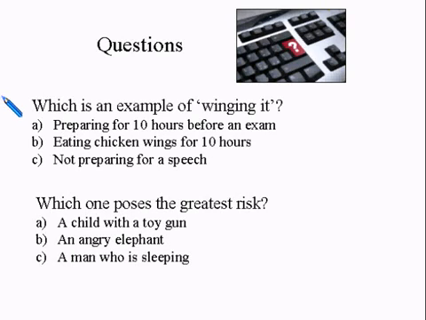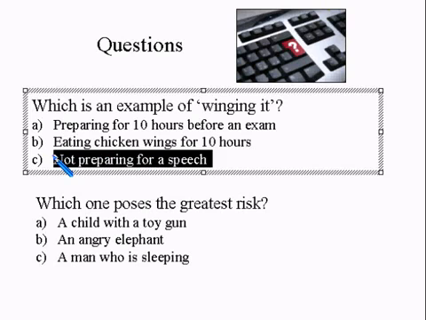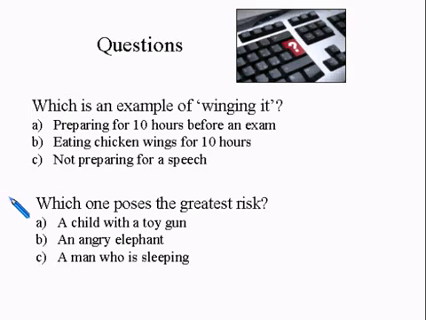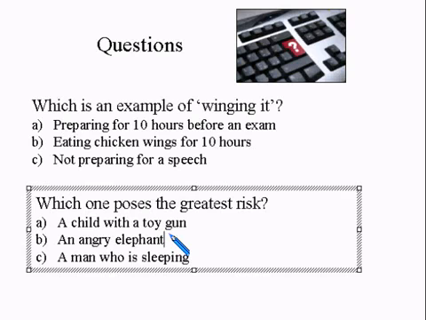Question number 1. Which is an example of winging it? Preparing for 10 hours before an exam, eating chicken wings for 10 hours, or not preparing for a speech? Well, if you wing it, it means you don't prepare, so it means not preparing for a speech is the correct answer. Number 2. Which one poses the greatest risk? A child with a toy gun, an angry elephant, or a man who is sleeping? I would suggest the greatest risk is an angry elephant.